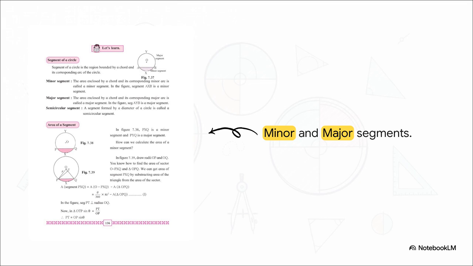Oh, and by the way, if that chord happens to pass right through the exact center, it becomes a diameter, cutting the circle into two perfectly equal semicircular segments. But for today's calculations, our main star is going to be that minor segment.